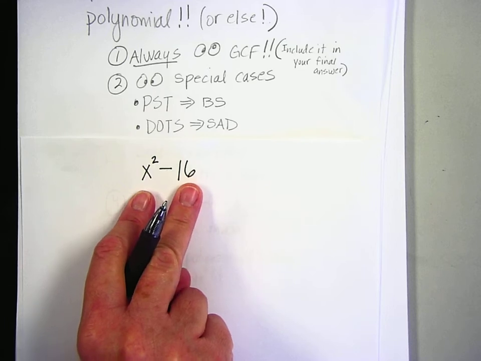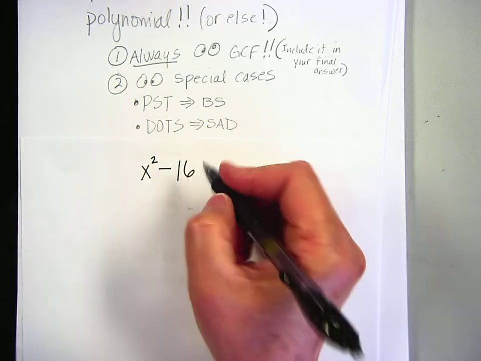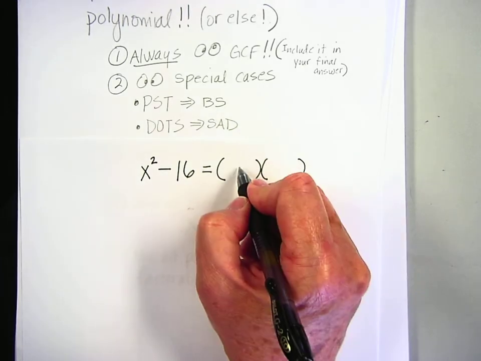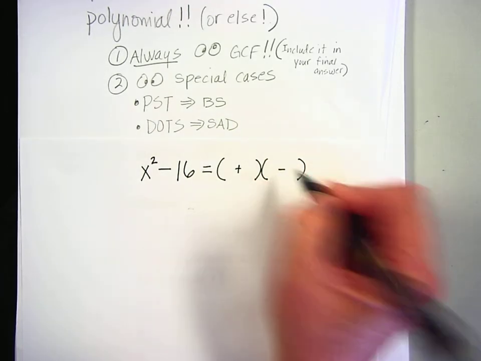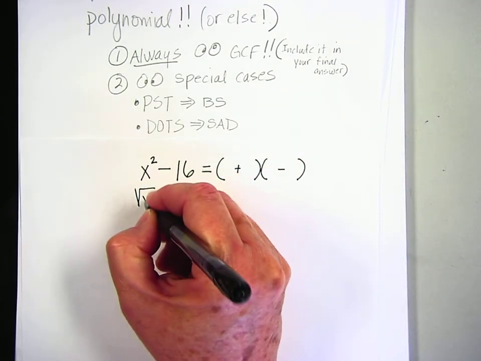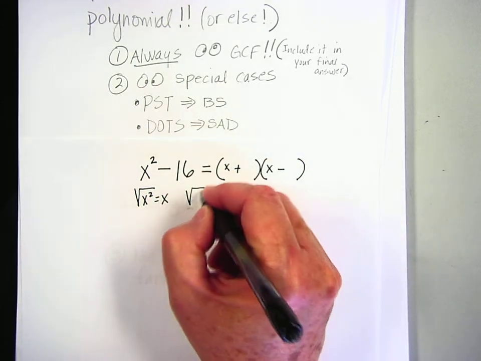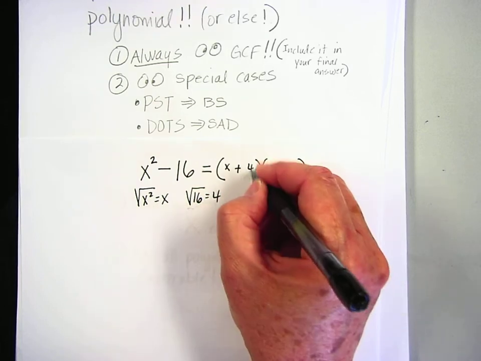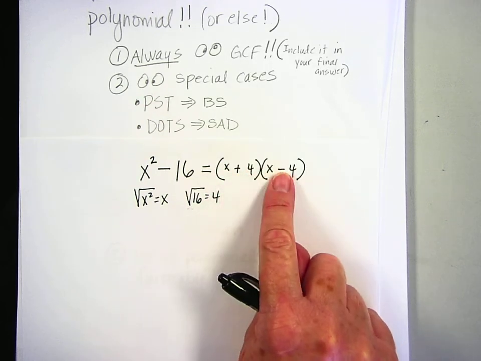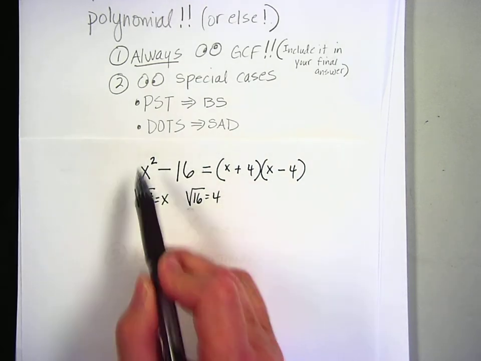So this is DOTS. So if I recognize this as DOTS, I instantly know the way I factor DOTS is sum and difference. And sum and difference looks like this. Sum means add, difference means subtract. And what's going to go in here? Well, the square root of x squared is x. That's going to go here and here. And the square root of 16 is 4, and that's going to go here and here. Now, you want to be sure, put these two binomials in a Punnett square, multiply it back out, and I'm pretty sure you're going to get this.